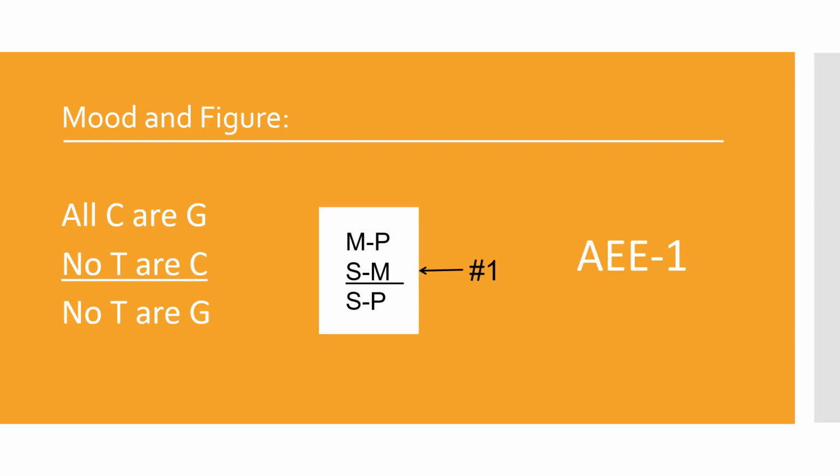And then we just want to go look for our middle term. And notice our middle term here is the letter C, which shows up in the major premise as the subject and the minor premise as the predicate of that particular statement. So it's moving diagonally from the top to the bottom. This is our number 1 in terms of the figure. So this argument then, the mood and figure, is simply AEE-1.